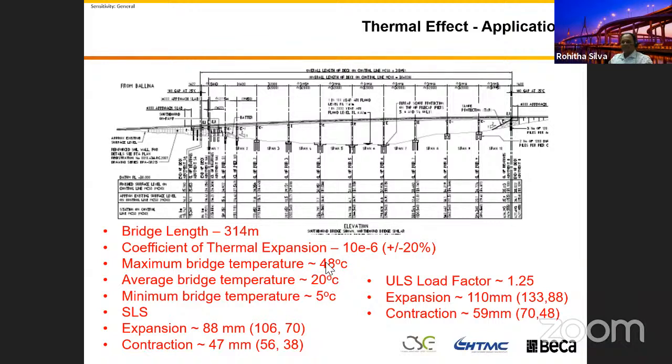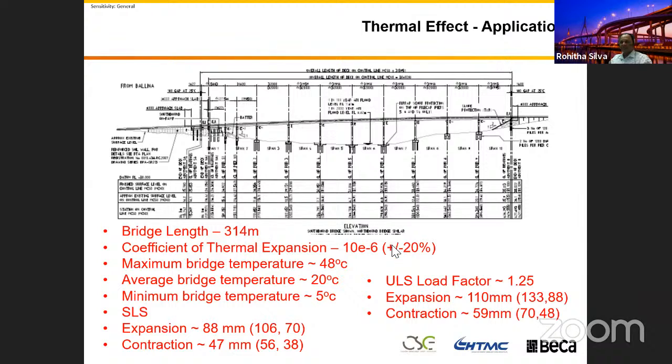And the temperature increase is 28 degrees. You can easily calculate the expansion as alpha times delta T times L. So alpha is 10 to the power minus 5, delta T is 28, L is 314 meters, or times 10 to the power 3 millimeters. Your expansion is 88 millimeters. It's quite large. I put this value within the bracket.